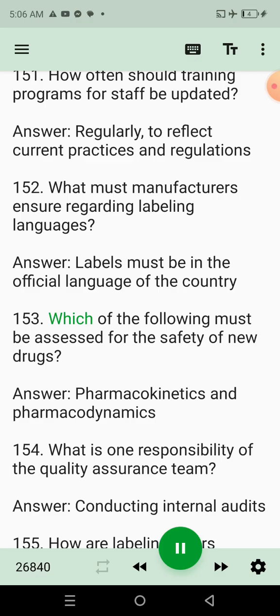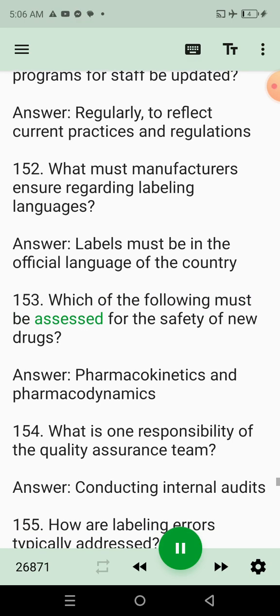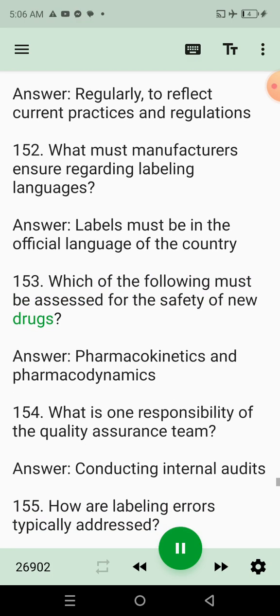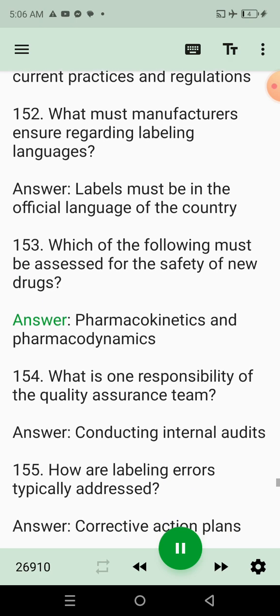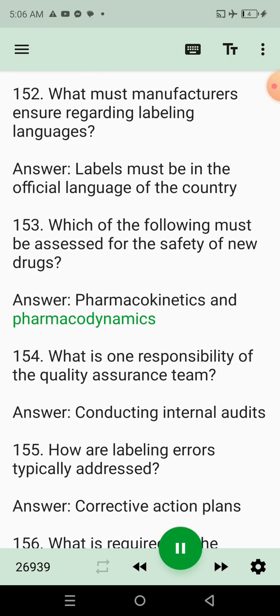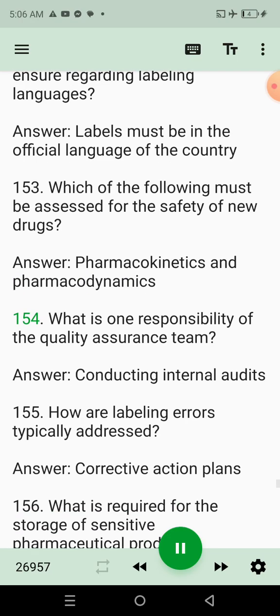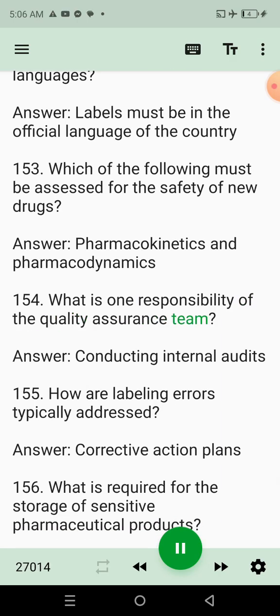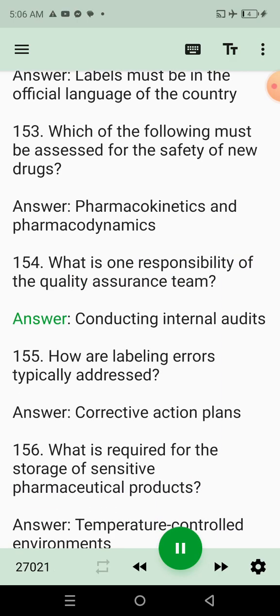153. Which of the following must be assessed for the safety of new drugs? Answer: pharmacokinetics and pharmacodynamics. 154. What is one responsibility of the quality assurance team? Answer: conducting internal audits.